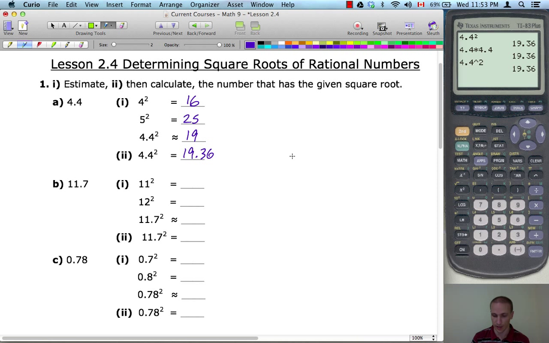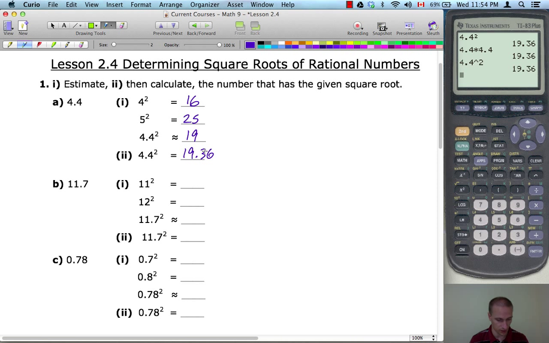So you can see my estimate was pretty close. I took a look at the fact that 4.4 is a little bit closer to 4 than it is to 5, so I'm expecting that this 4.4 squared should be a little bit closer to 16 than it is to 25. So that's why I was thinking somewhere around 19. And it was pretty close, 19.36.